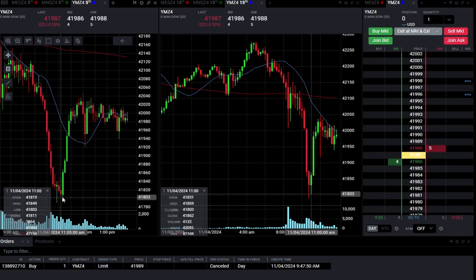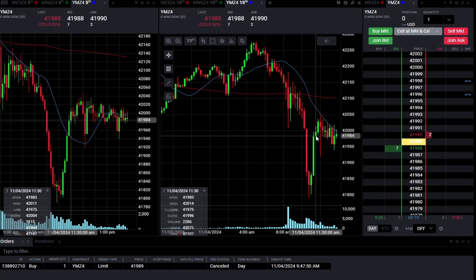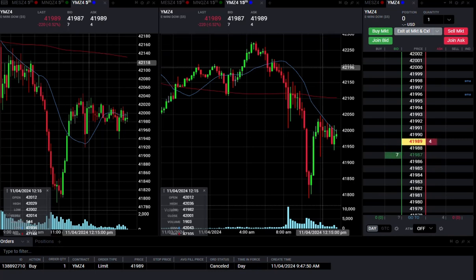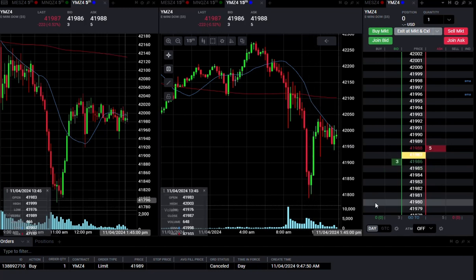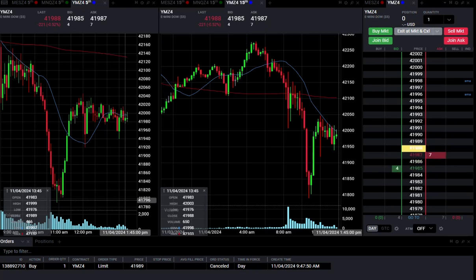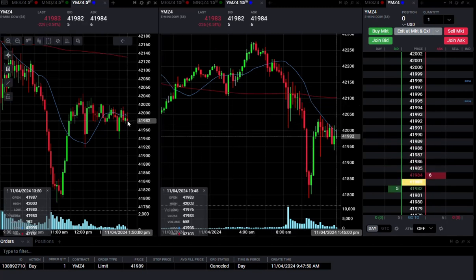I was out, and when I got back, I saw that we had retraced about up to here, and I thought, well, I don't know if I would have caught the move down, but I would have liked to have done the counter trend trade around the 41,800 mark, but I wasn't here. I missed it. So we'll see.